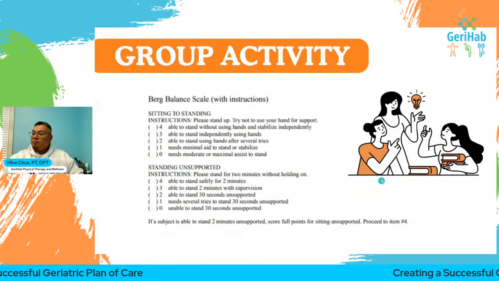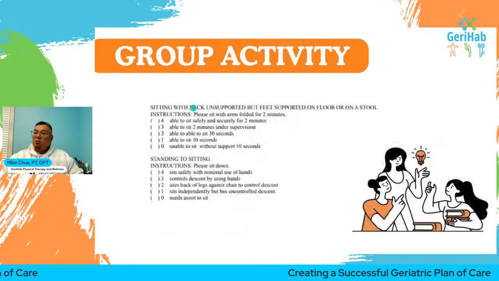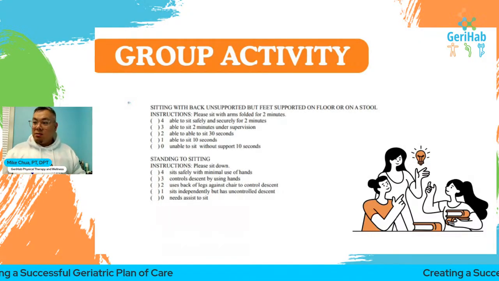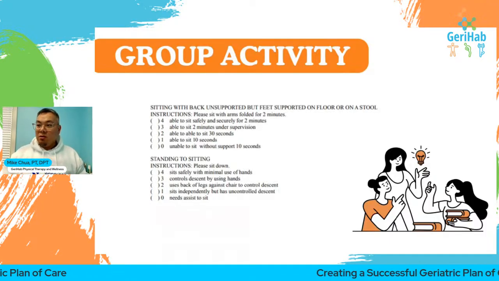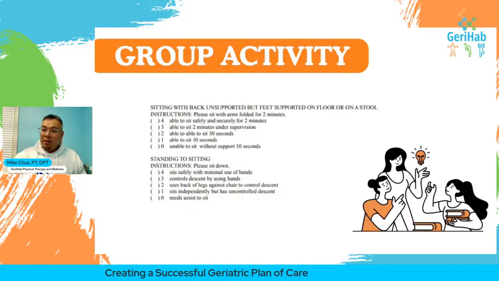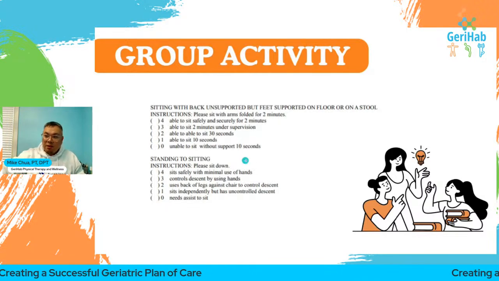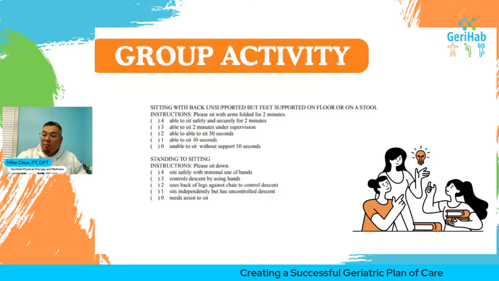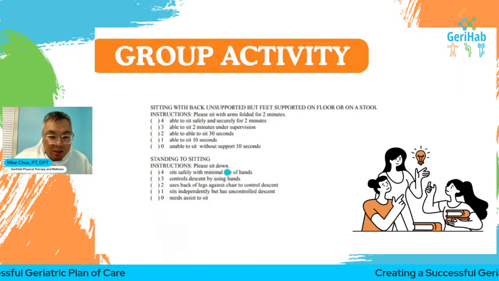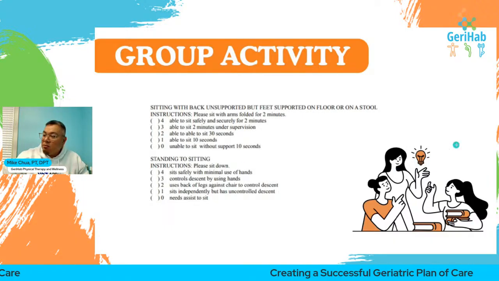All right? Okay. Next is, are they able to sit back unsupported with the feet on the floor on a stool? Right? Are they able to sit up without any back support like this? 2 minutes without supervision. All right? Only 30 seconds or 10 seconds, and then they start falling. Okay? Next is you ask them to stand up. Yeah. If they can sit down slowly, that's good. But if they just fall backward and flop on their chair, that's not good, right? So check that too. It means they have problems with their eccentric muscle, right? They just let the gravity fall them down or pull them down, right?